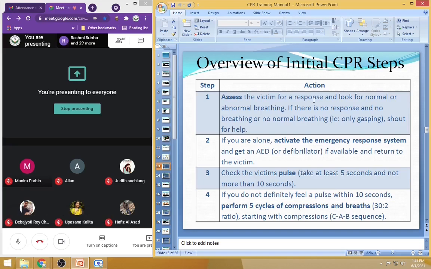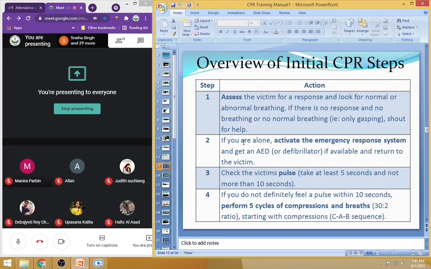You will call them first, and then look for normal or abnormal breathing. If there is no response and no normal breathing, shout for help. We will definitely shout for help: Hey, someone come and help.